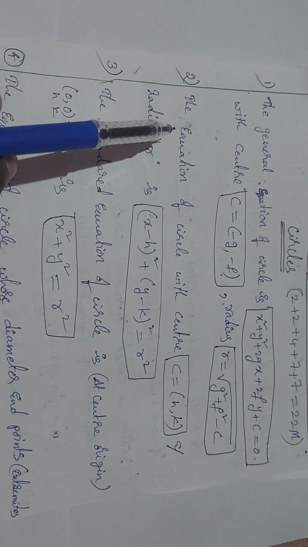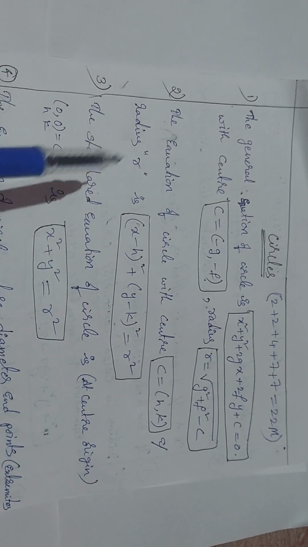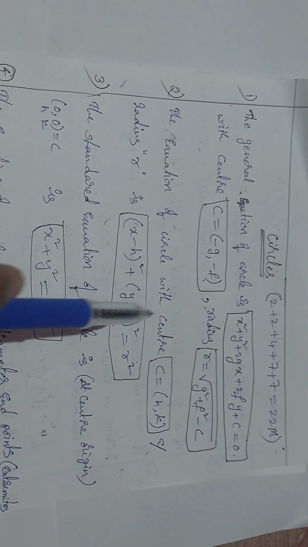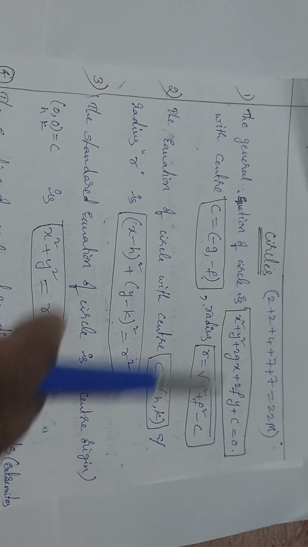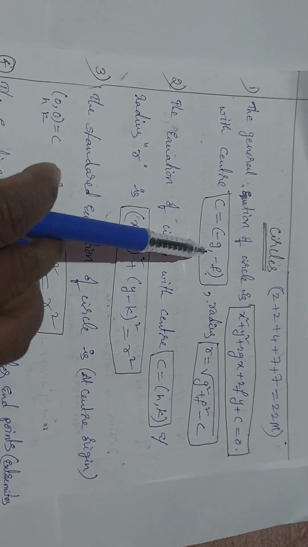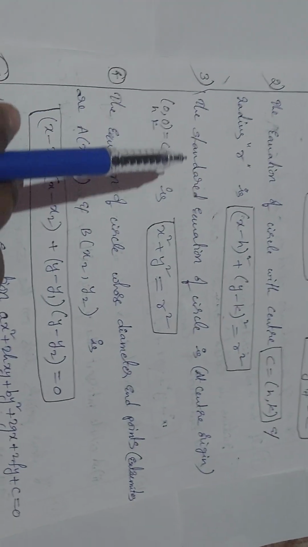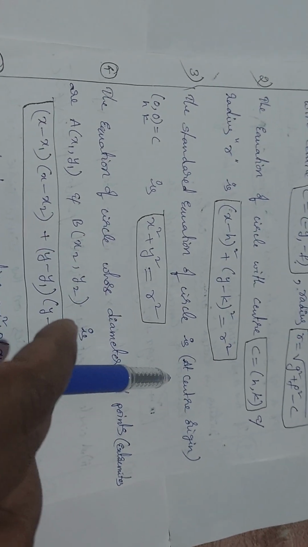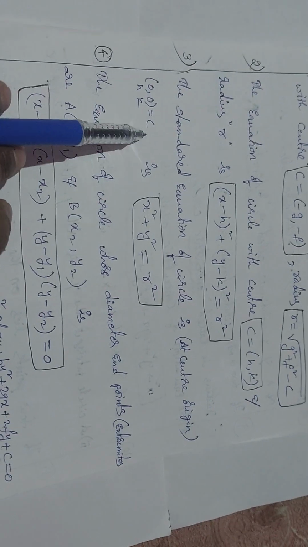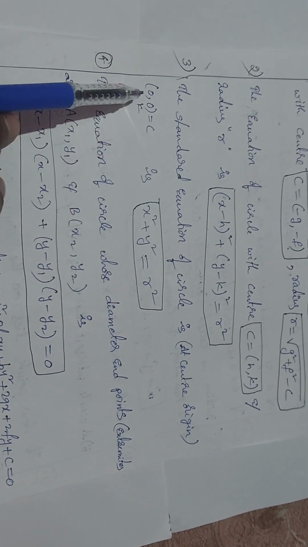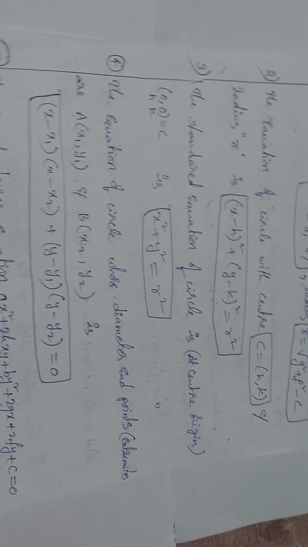The second formula, the equation of the circle with center (h, k) and radius r, is (x minus h) whole square plus (y minus k) whole square is equal to r square. Both the centers are the same, so the h value is minus g and the k value is minus f. Next, the standard equation of the circle, that means the auxiliary circle, is the center at origin, meaning the (h, k) value is (0, 0). Then this equation will become simply x square plus y square is equal to r square.